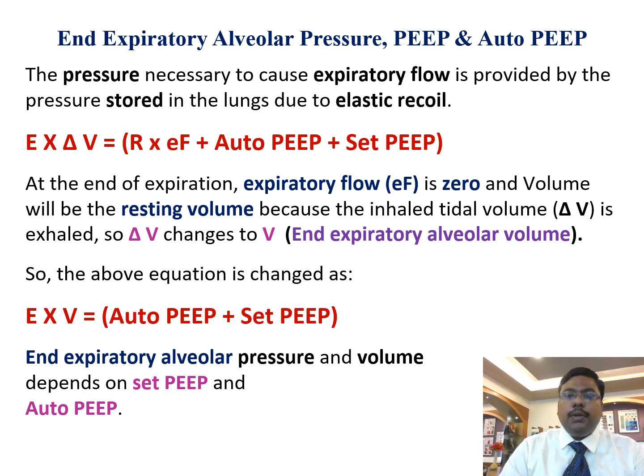The pressure necessary to cause expiratory flow is provided by the pressure stored in the lungs due to elastic recoil. So E into delta V is equal to resistance into expiratory flow plus auto PEEP plus set PEEP. At the end of expiration, expiratory flow is 0 and the volume will be the resting volume because the inhaled tidal volume delta V is exhaled. So delta V changes to V, where V denotes end expiratory alveolar volume. So the above equation changes to E into V is equal to auto PEEP plus set PEEP. End expiratory alveolar pressure and volume depend on set PEEP and auto PEEP.